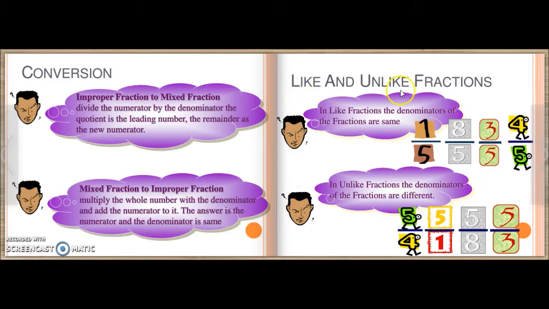Like and unlike fractions. In like fractions, the denominators of the fractions are the same, such as 1 over 5, 8 over 5, 3 over 5, and 4 over 5. In unlike fractions, the denominators of the fractions are different, such as 5 over 4, 5 over 1, 5 over 8, and 5 over 3.